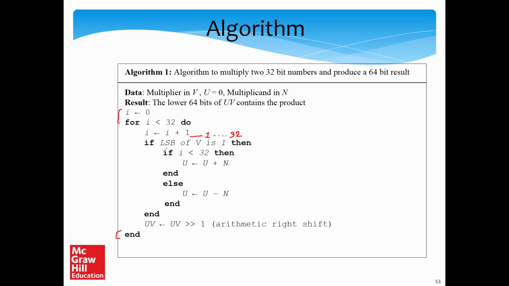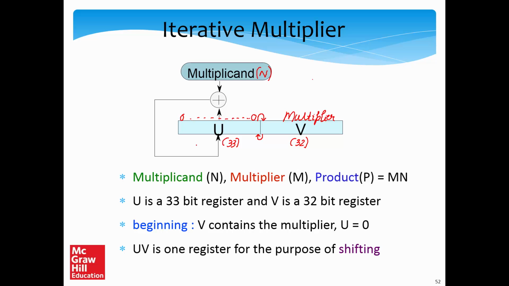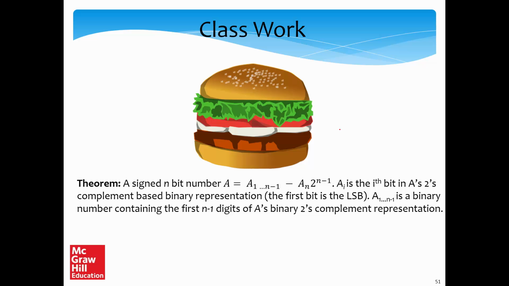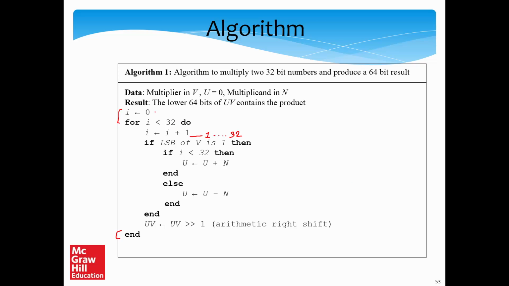So let's consider the first iteration. If the LSB, the least significant bit of V, which contains the multiplier, is 1, which basically means we come here and take a look at the least significant bit. If this bit is 1, what is it that we need to do? Well, we need to add the multiplicand to the accumulating partial product. Since this is the first iteration, the partial product will just be the multiplicand itself.